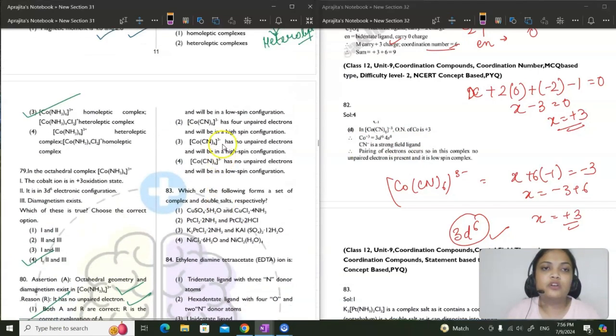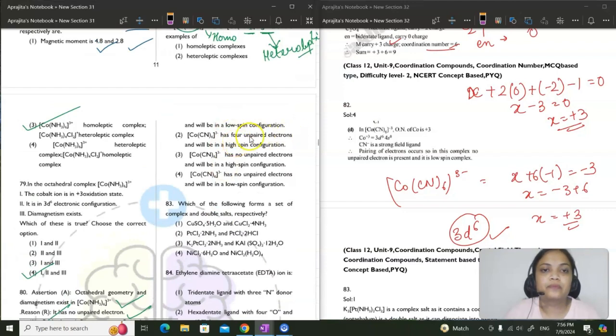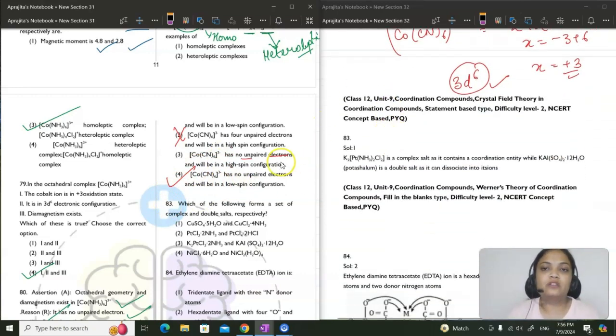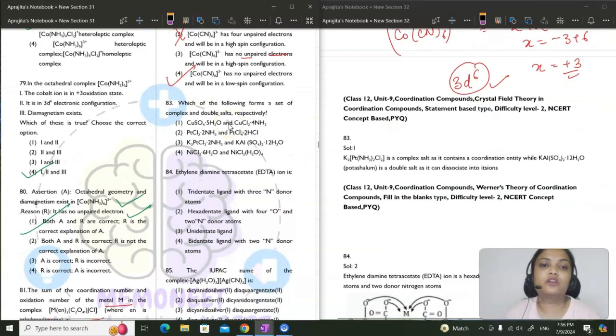This is wrong. Again 4 unpaired electrons, wrong. It has no unpaired electron, and it is a low spin complex. So the answer is option 4. If no unpaired electrons are there, the compound is a low spin complex.